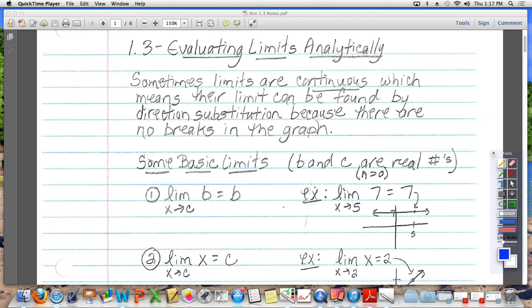Section 1.3, evaluating limits analytically. Sometimes limits are continuous. What does that mean?